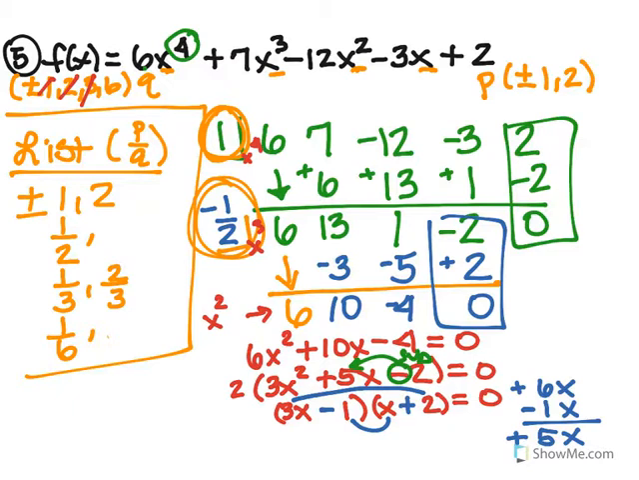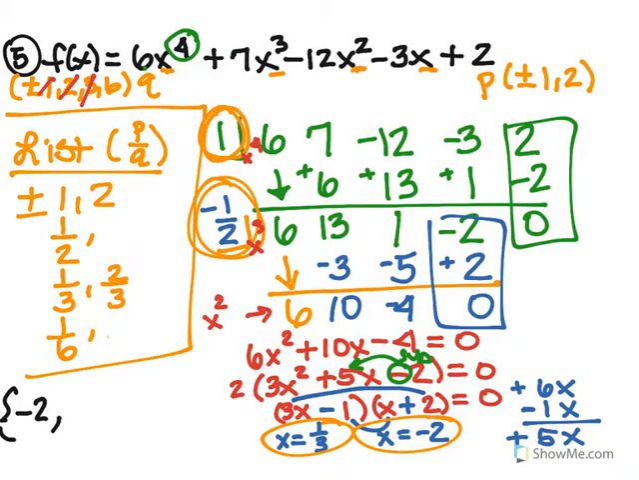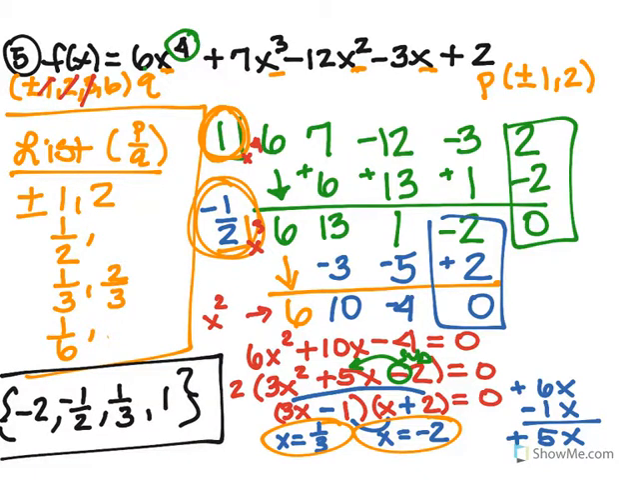So if you set those parentheses to 0, you will see that x equals positive 1/3 and x equals negative 2. Those are my other 2 answers. So our four answers for this polynomial would be negative 2, negative 1/2, positive 1/3, and positive 1. Those are the four numbers that will zero this polynomial out.